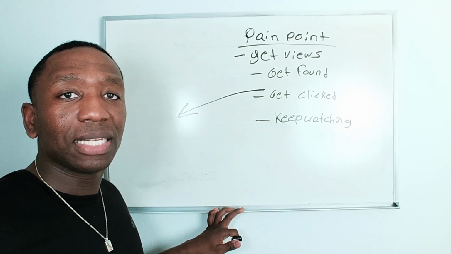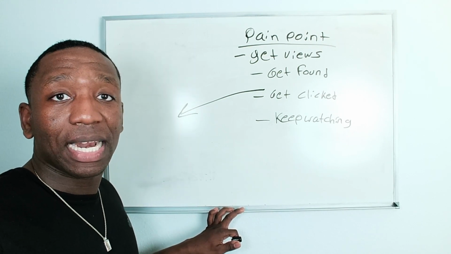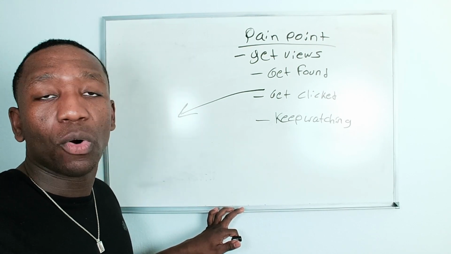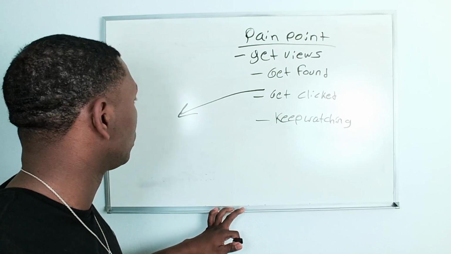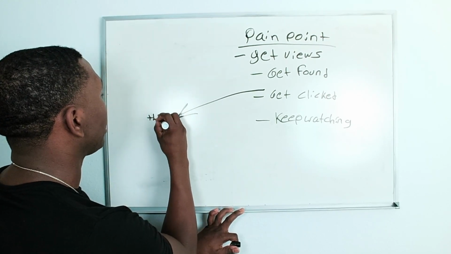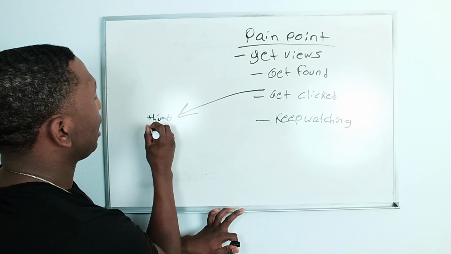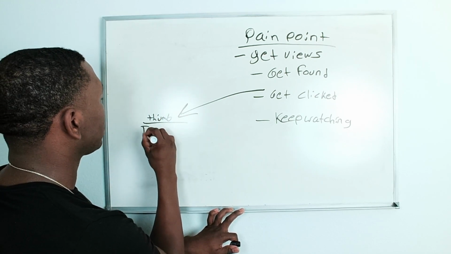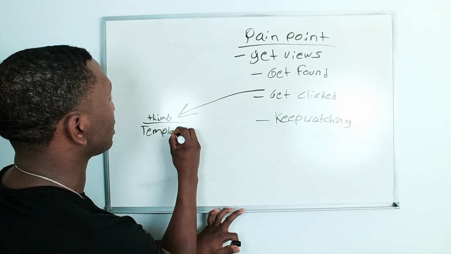So what are some things that we can give to them as something that's gonna help them either save time or create more compelling thumbnails? Now, one thing that comes to mind right off the bat, let me just put thumb right here, and it's gonna be for thumbnail. And then under that, I'm gonna put templates, because the first thing that comes to mind for me is a template.